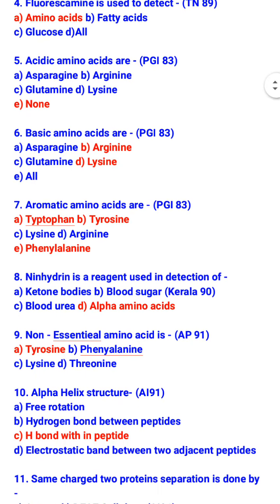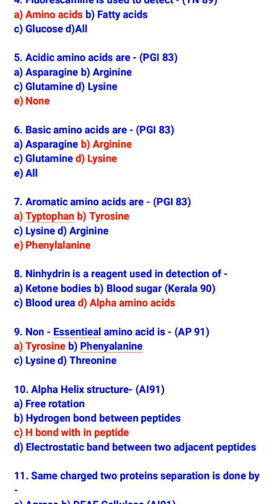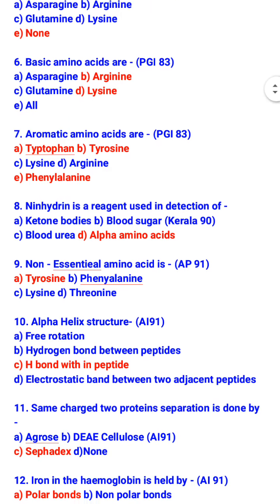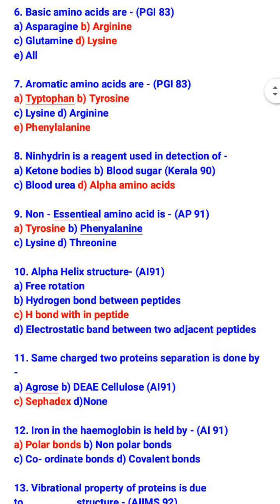Aromatic amino acids are tryptophan, tyrosine and phenylalanine. Ninhydrin is a reagent used in detection of alpha amino acids. Non-essential amino acid is tyrosine. What is essential is phenylalanine, lysine and threonine.